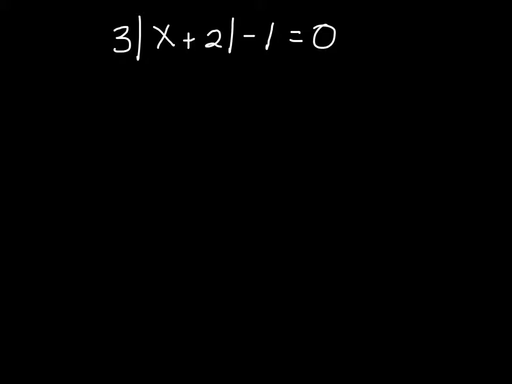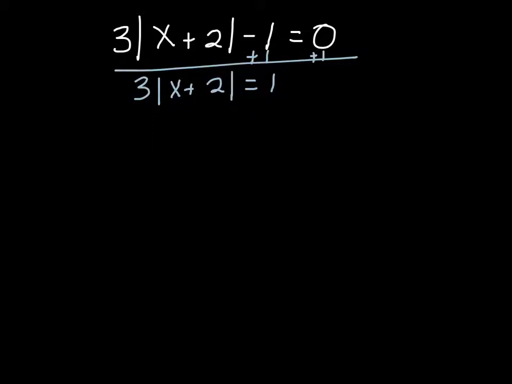Let's try one more. This time what I want you to notice is that the absolute value is not isolated. I cannot set up two equations until it is. So let's start by adding 1 to both sides. So I have x plus 2 equals 1. And don't forget the 3 in the front.